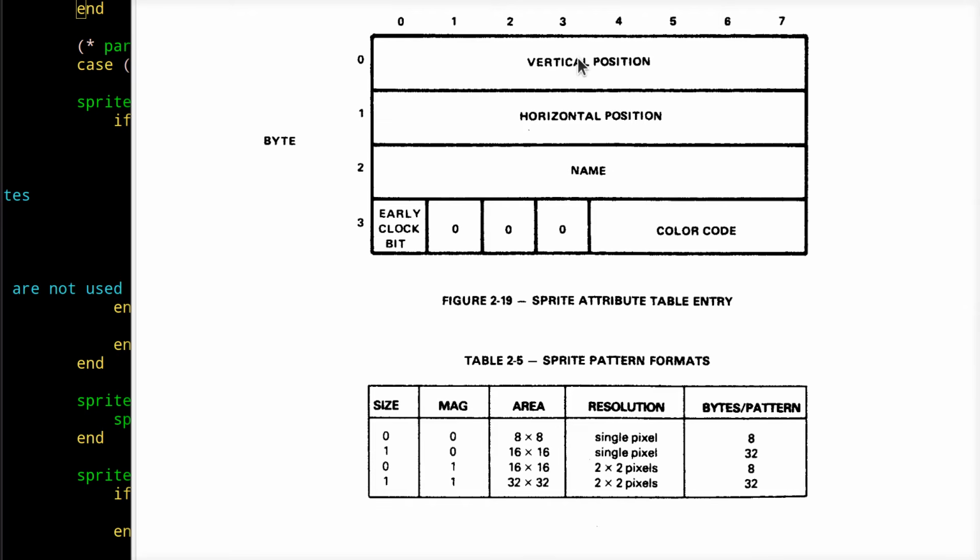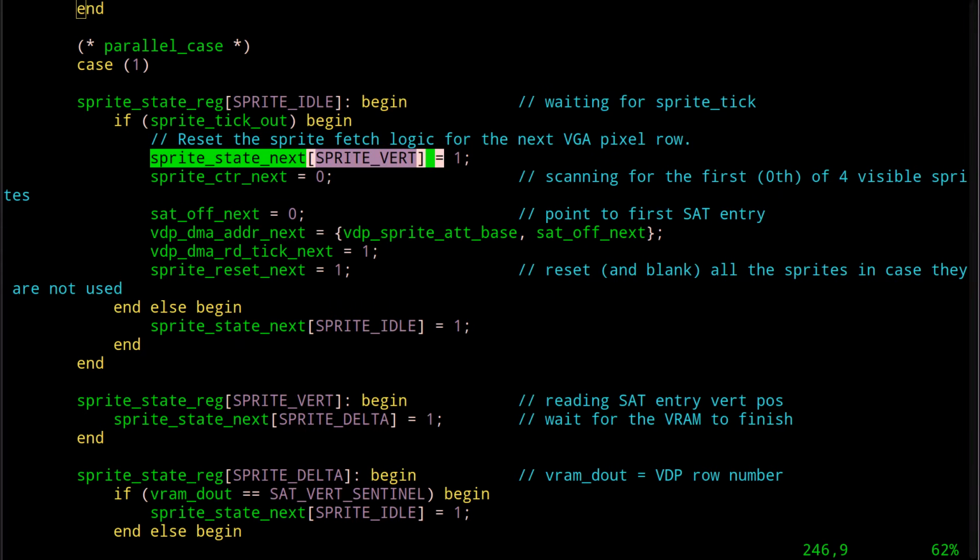If the sprite starts way above where I'm at right now and can't possibly appear on the current line, or it starts below the current line, then I don't need to read the rest of this junk at all. I just move on to the next one, okay? So that's what's going to go on in our first thing here.